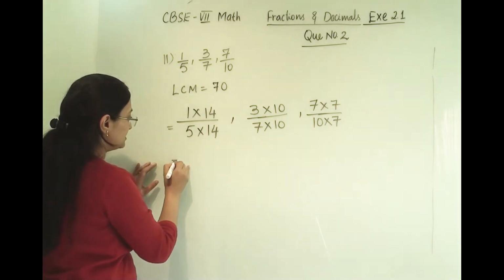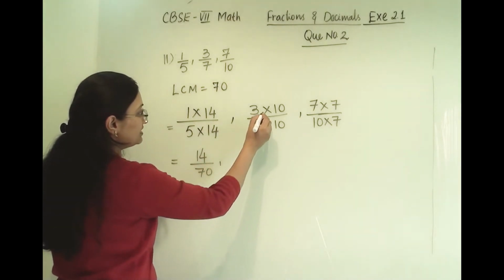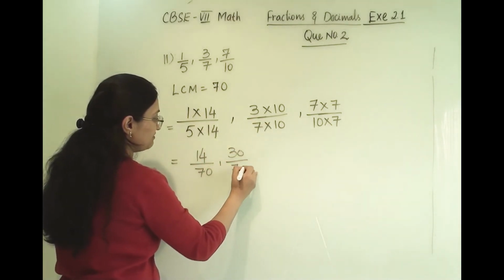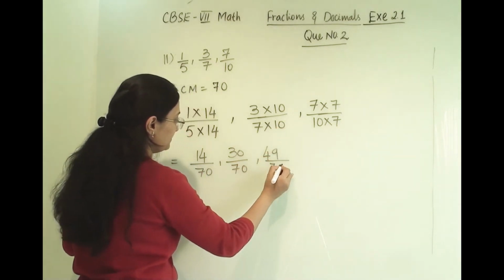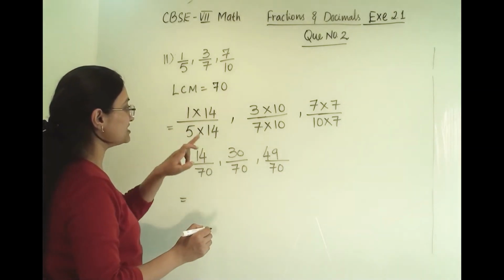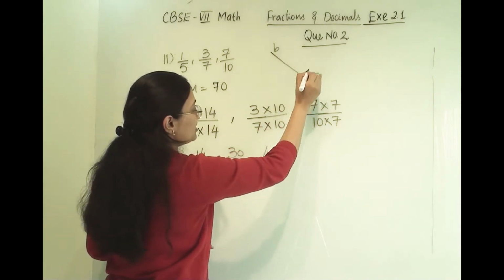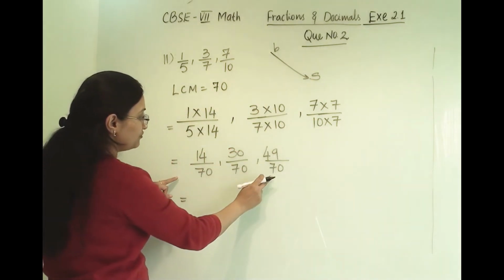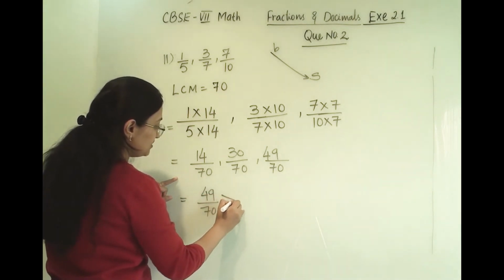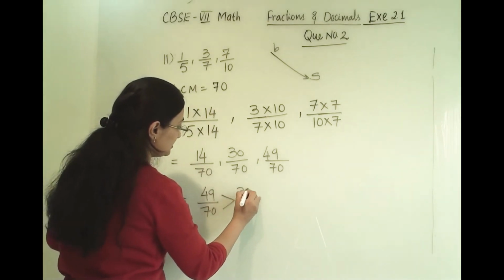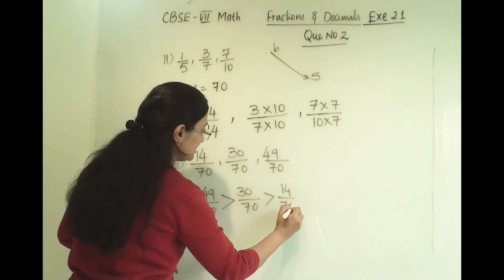Now let us write all these fractions. 14 divided by 70, then 30 divided by 70, then 49 divided by 70. Now let us arrange them in descending order. In descending order, the biggest number will come first and the smallest number will come last. So first the biggest number is this, 49 divided by 70, which is bigger than 30 divided by 70, and last 14 divided by 70.